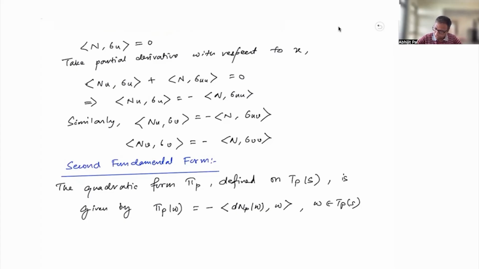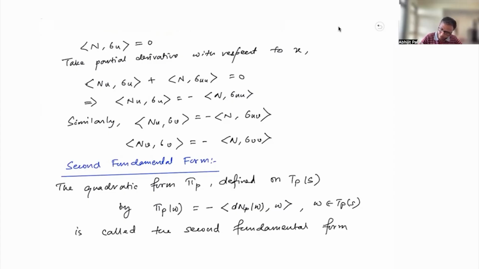Okay, so let me just change the language. The quadratic form II_p defined on the tangent space by II_p(W) is equal to minus the inner product of dN_p W with W is called the second fundamental form at the point P belonging to S. Here this minus sign is taken in order to define normal curvature of a curve inside a surface. We'll see that in a moment.